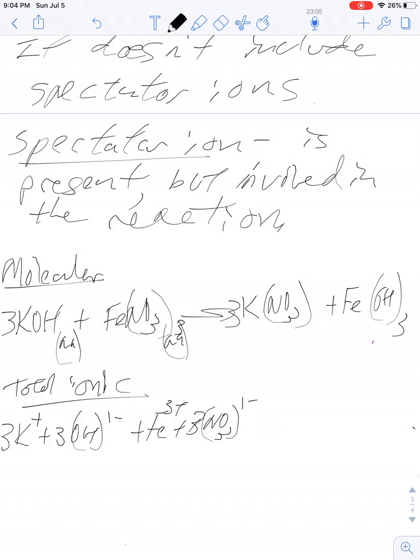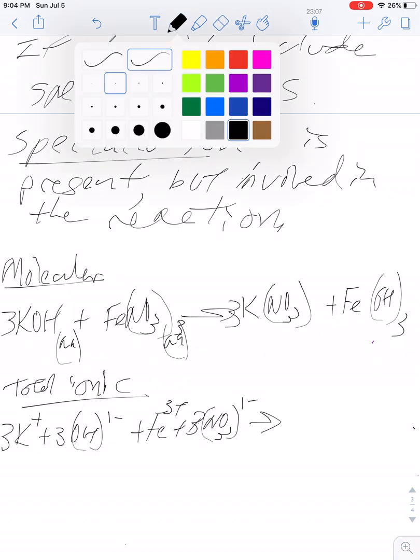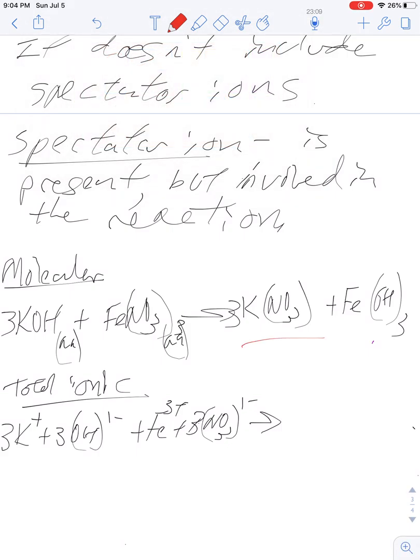Now what about the product side? Will the potassium nitrate break apart? Well, we just stated that all nitrates are soluble, so this will break apart. AQ, all of this is dissolving in water.